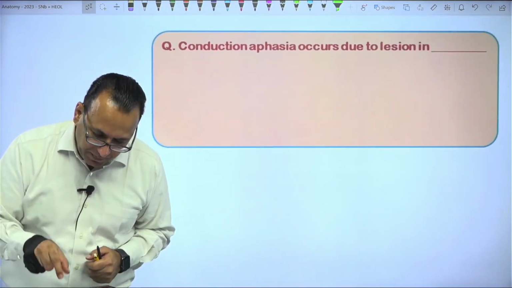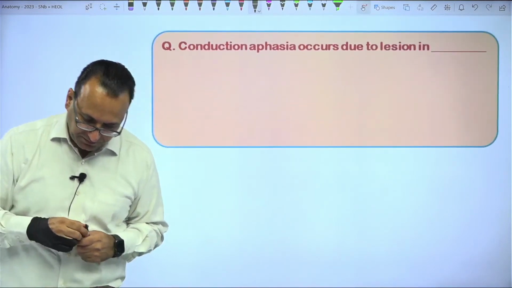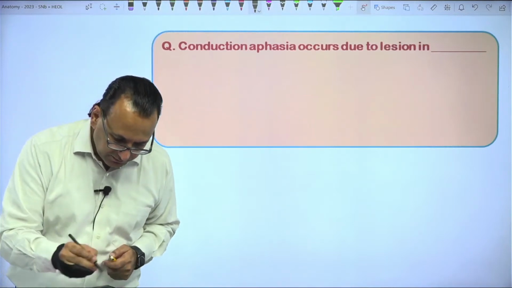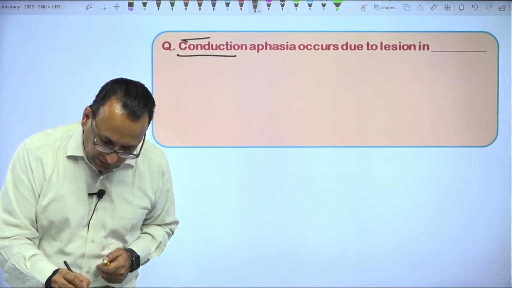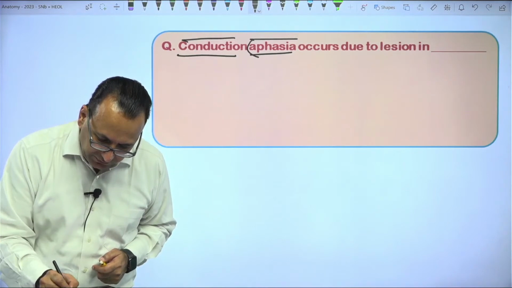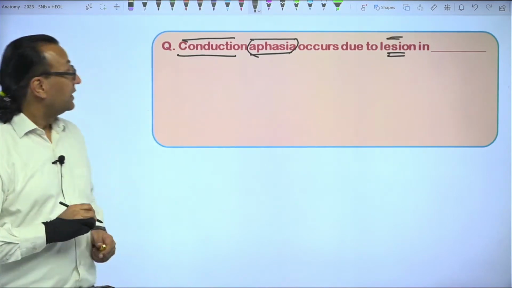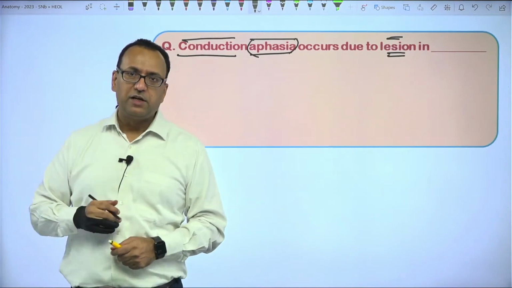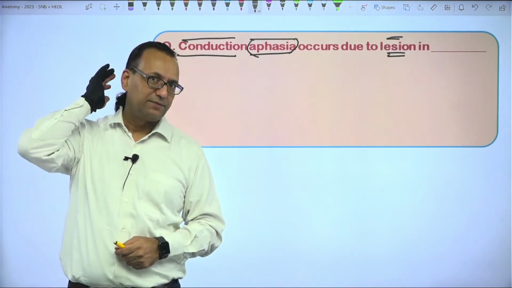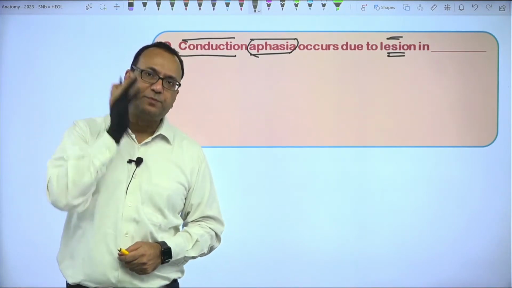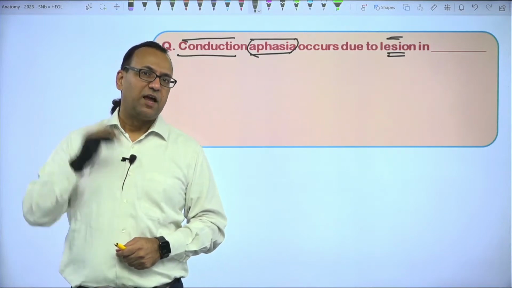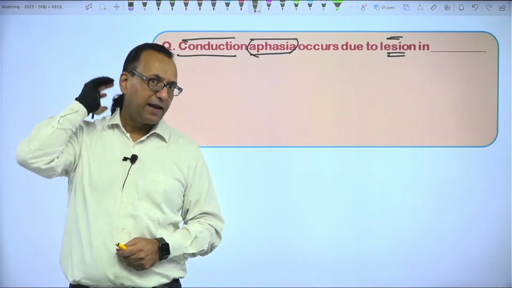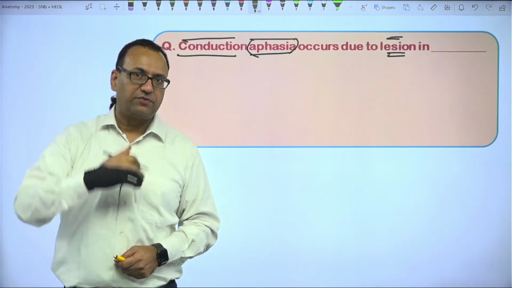Okay, tell me about this: conduction aphasia, due to lesion in. So, conduction aphasia is a kind of a speech problem where comprehension is intact, fluency of speech is intact, but there is a problem in repetition of language.